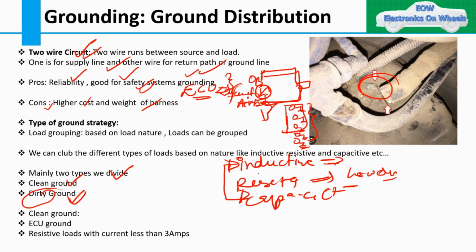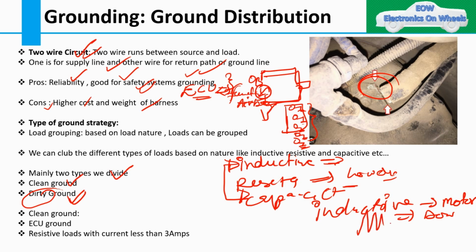Suppose you are mixing the inductive and resistive load. In that case, what will happen? What is an example of inductive load? That is a motor, a door motor or window motor. Inductive load will have transient current, or peak current, or you can say rush current. This rush current plays a very vital role when you are defining your ground strategy. So we never, or we cannot say never, but we try to avoid mixing the inductive load with the resistive load.